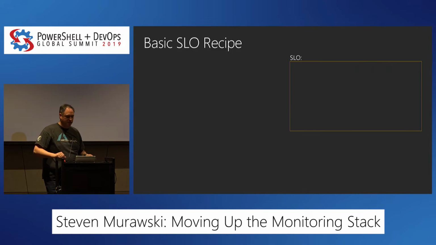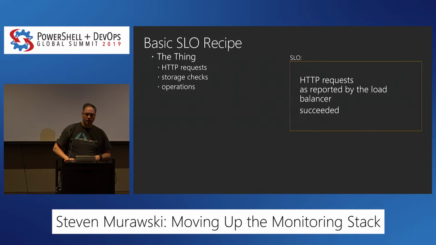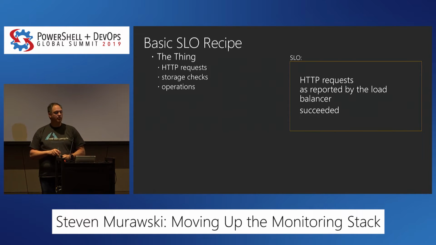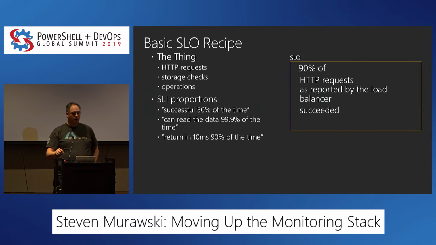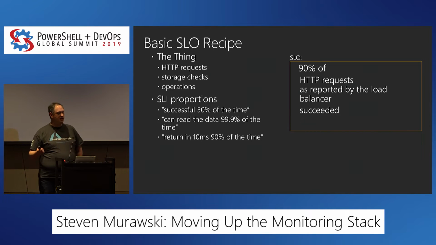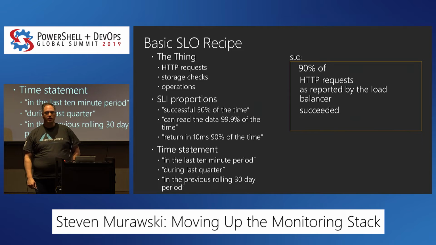Let's talk about service level objectives. All right, the recipe for a service level objective, an SLO. First, we have the thing that we're measuring. And continuing with our successful HTTP request, we have our SLI proportions. Right? We want to make sure that 90% of them succeed. And then the last bit we need to add is a time bounding.